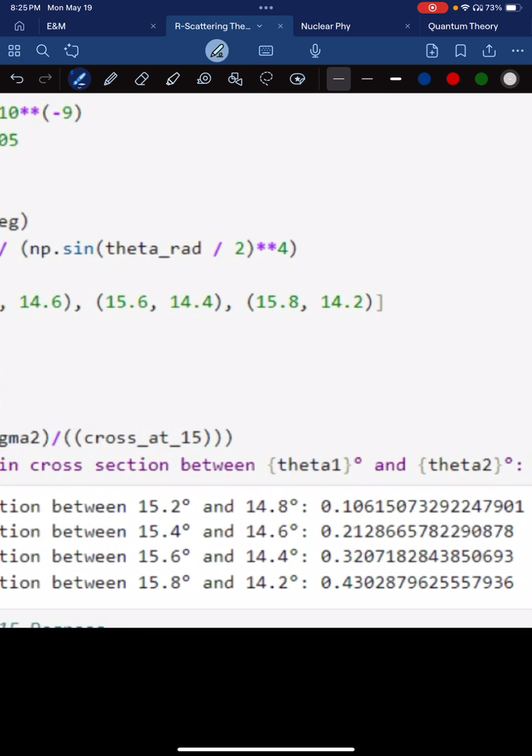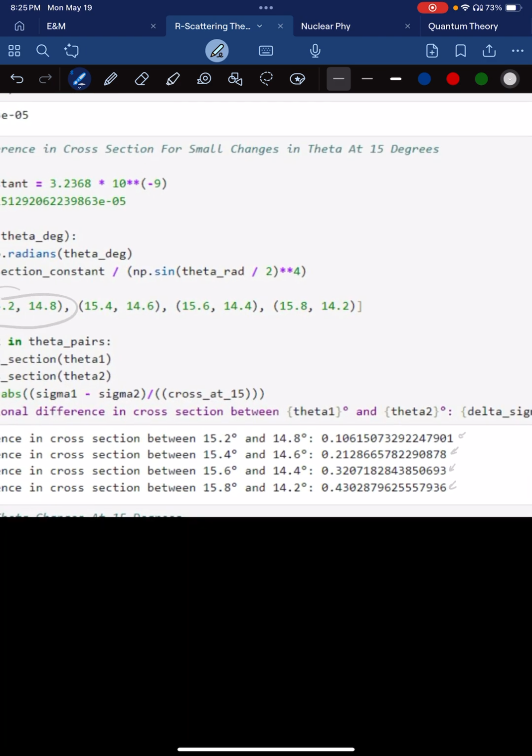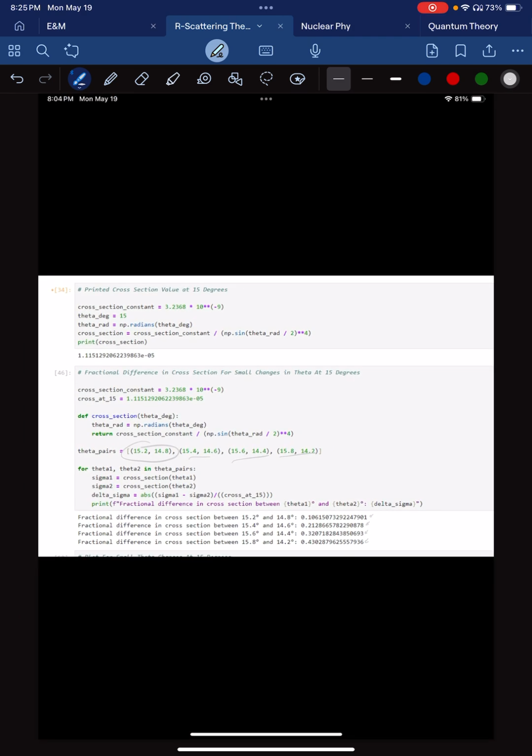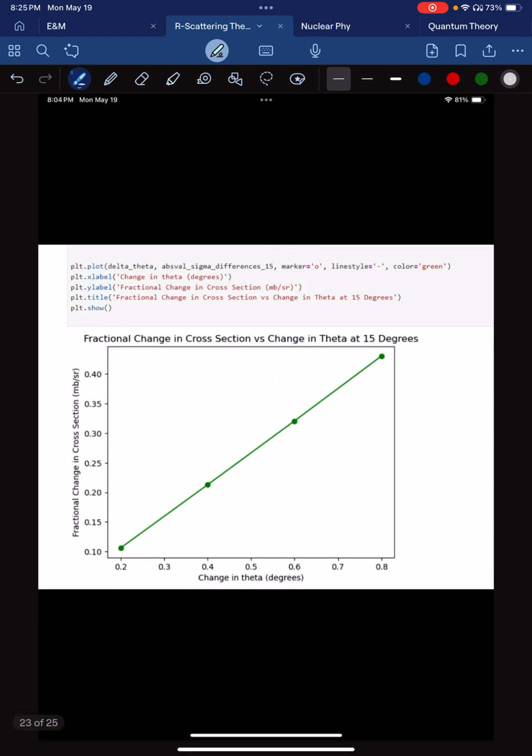And so these are the results of that, right? This is the fractional difference in cross section for the different groups that we have up here, ranging from changes of 0.2 up to 0.8. And this was at 15 degrees. And so this was the plot that was generated. It's a linear dependence, as you can see.